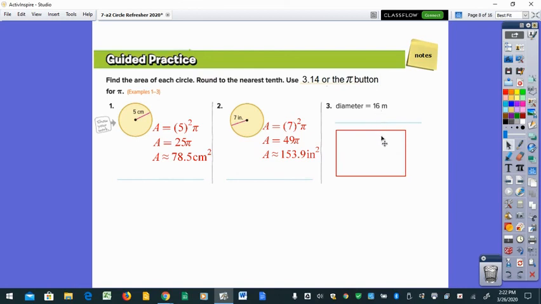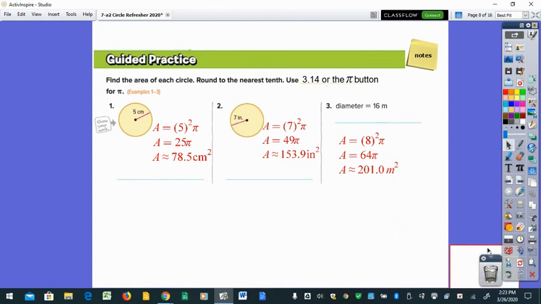I'm going to take area equals radius, which is 8 squared, times pi. 8 times 8 is 64, or 8 to the second power is 64. This is my exact answer. I pick up my calculator and take 64 times the pi button, and I get about 201.0. You'll see me putting the 0.0 there just to show you that that's how this one rounded, meters squared.